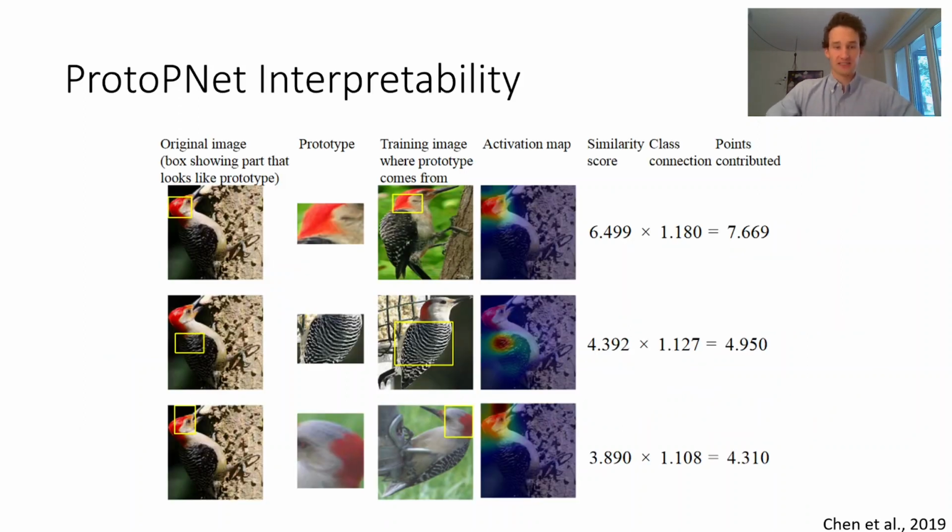We can visualize this in this image here. For instance, the head of this red-headed woodpecker looks very similar to this existing prototype, which was taken from a training image, more precisely this one, and has a high similarity. The linear combination of these high similarities then yield a humanly interpretable decision, is what the authors claim.